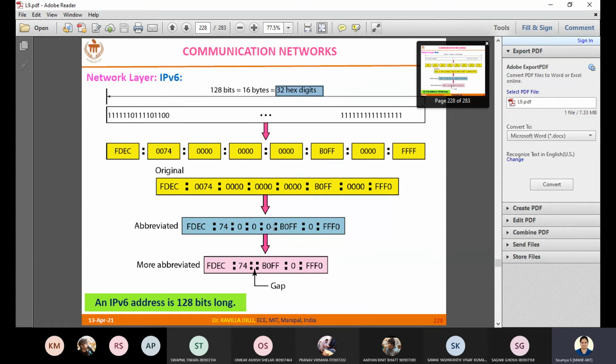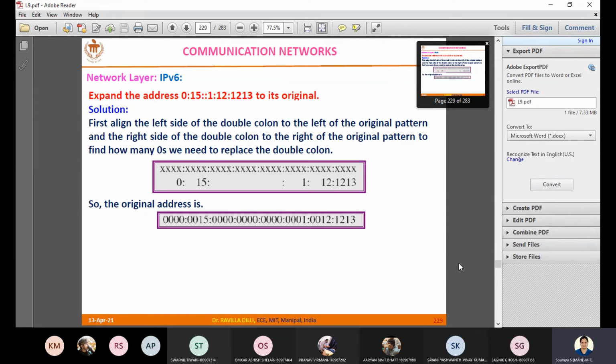000. Right? Now here, instead of writing 4 zeros each time, it is written as single zeros. 0000. Now wherever there are consecutive zeros in the address, it may further be abbreviated with a gap like this. This is what it means. Okay, now expand the address to its original. What can you do? 0 should be written as 0000. 15 should be written as 0015.